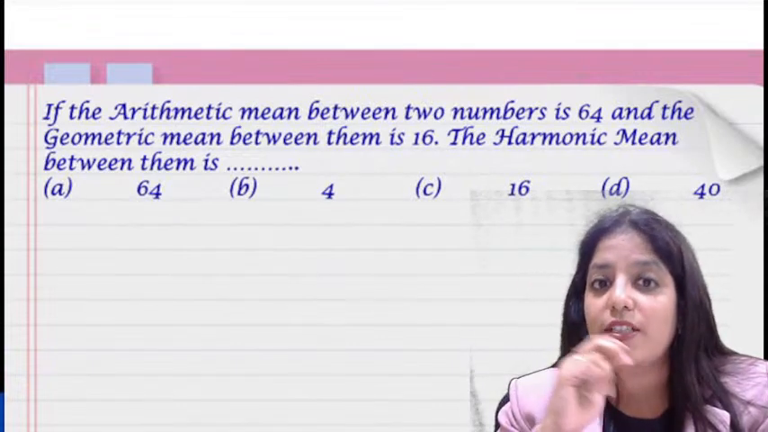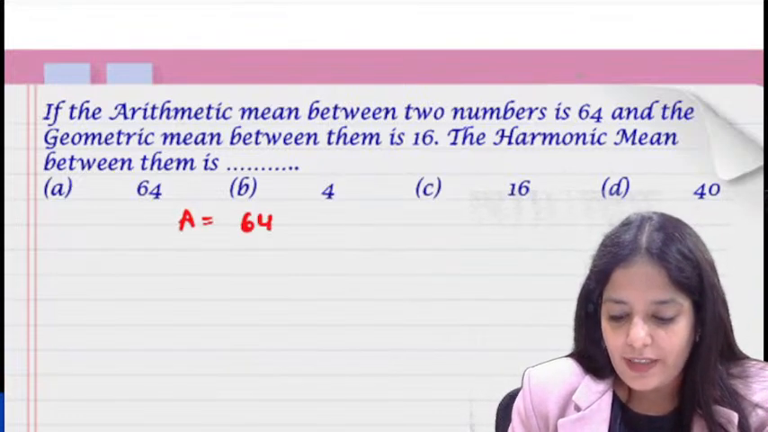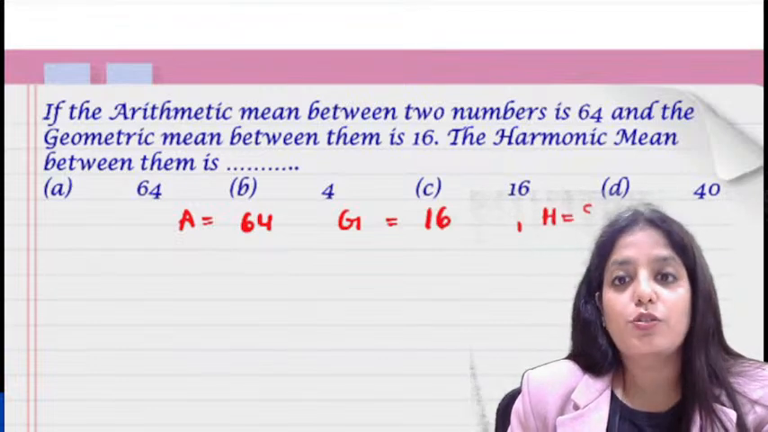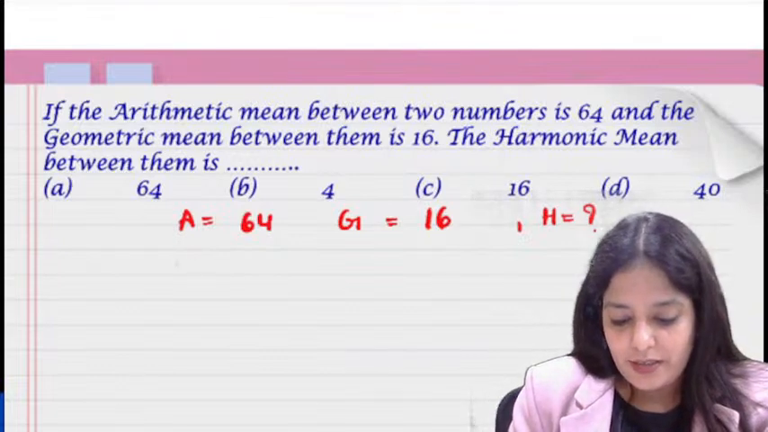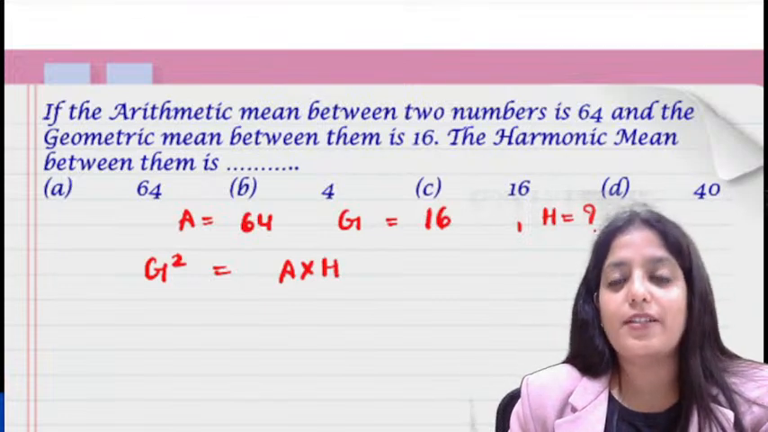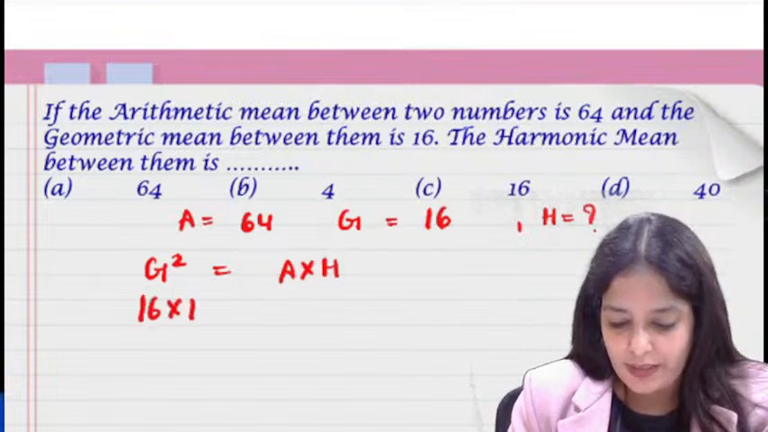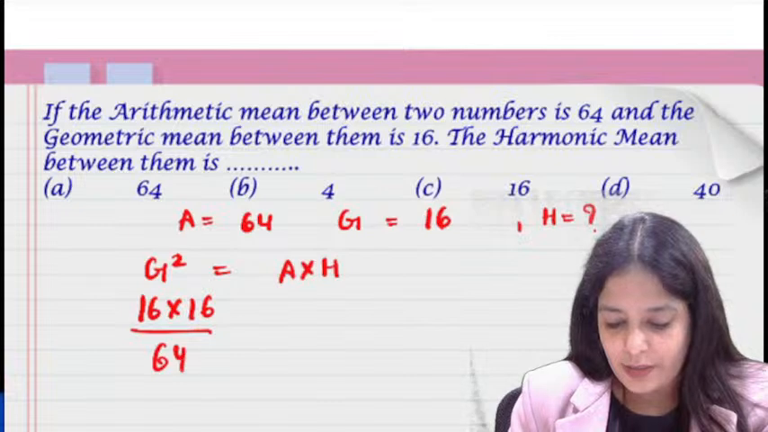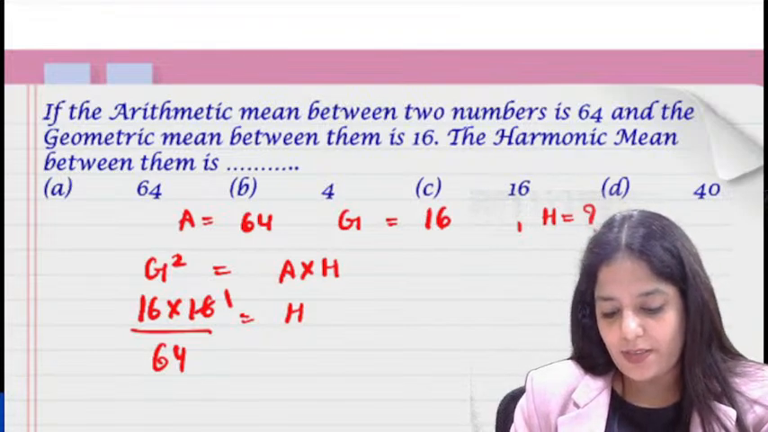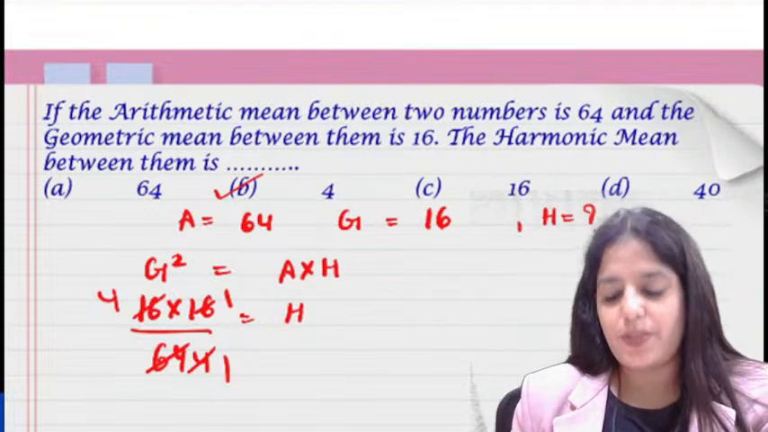So the arithmetic mean, that is a, is equal to what? 64, and g is equal to what? 16. They are asking you to find h. So we studied the relationship that g square is equal to a into h. So 16 into 16 upon 64 is equal to h. Let's quickly solve it. 16 ones are 16, 16 fours are 64, and then we have 4. So HM is equal to 4.